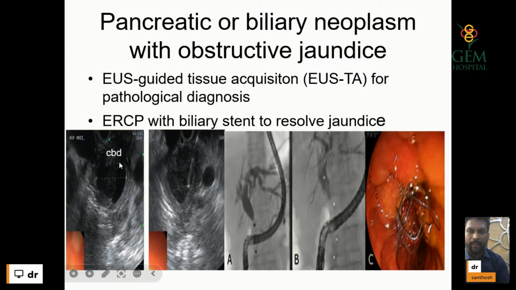This is a head mass, seen from D1. This is an anechoic structure, the CBD, and this is the pancreatic head, where there is a heterogeneous mass with complete obstruction of the CBD. So we can take a biopsy. This is the needle. We can take a biopsy, followed by ERCP to relieve the biliary obstruction.